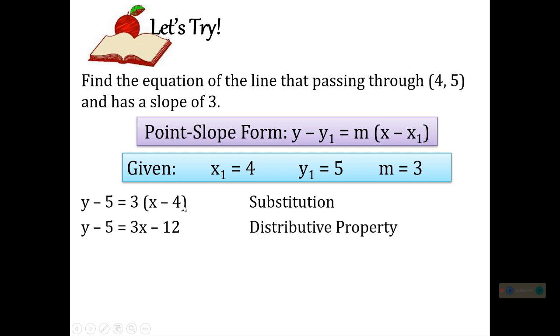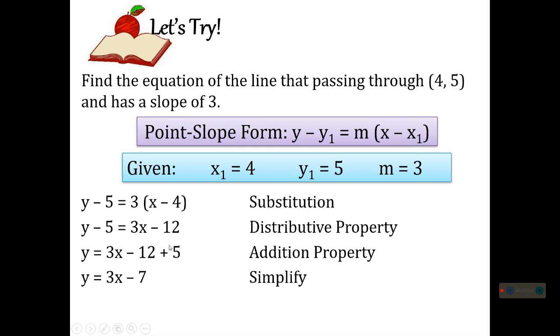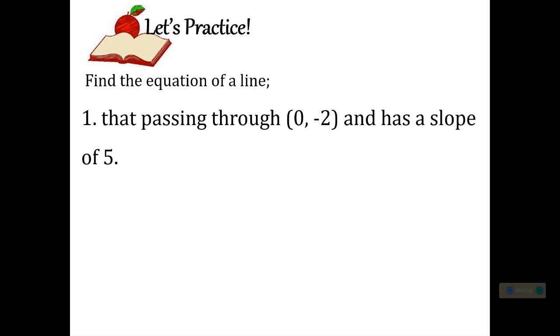Then you are going to use the distributive property. So we have y minus 5 equals 3 times x is 3x, then 3 times negative 4 is negative 12. Then proceed in using the addition property, wherein you will have y equals 3x minus 12, then positive 5. And then, you are going to simplify this. So, negative 12 plus 5, for you to obtain y equals 3x minus 7 as our equation. Okay? Any question?